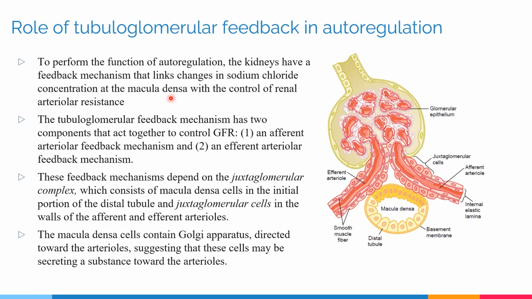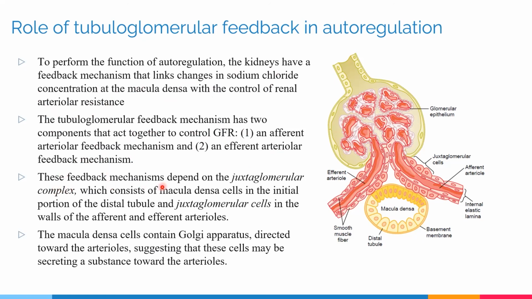To perform the function of autoregulation, the kidneys have a feedback mechanism that links changes in sodium chloride concentration at the macula densa with the control of renal arteriolar resistance. The tubuloglomerular feedback mechanism has two components that act together to control GFR. The first being the afferent arteriolar feedback mechanism and the efferent arteriolar feedback mechanism.